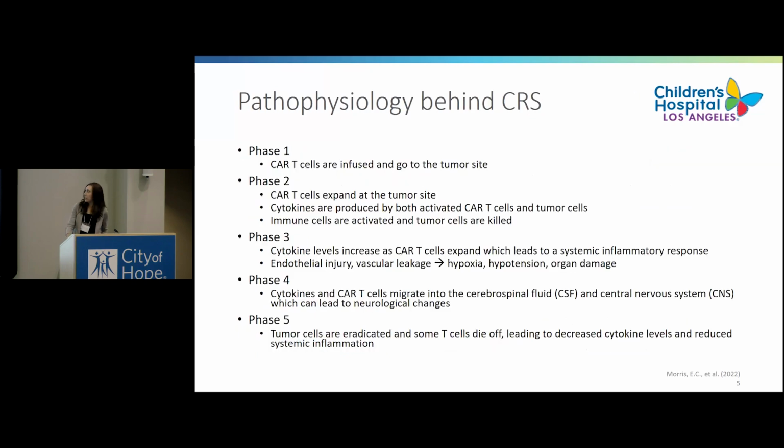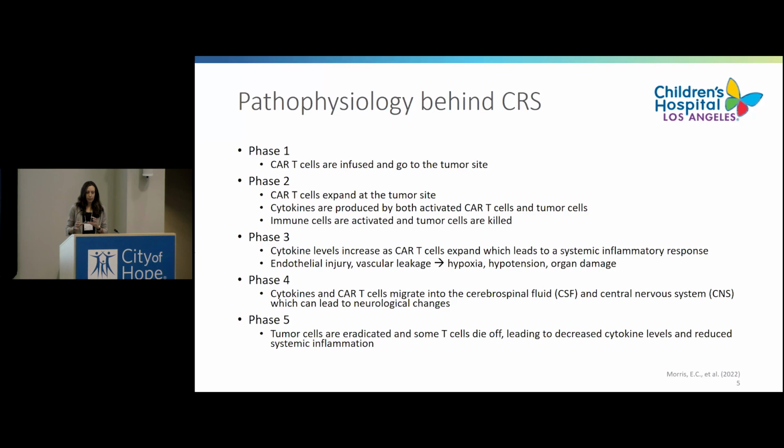So, pathophysiology of CRS. Sorry, this is kind of a busy slide, but you can break it down into 5 different phases. I think it's important to understand what causes CRS to occur in the first place. So phase 1 is simply the infusion of CAR T cells as they go to the specific tumor site. And that will look different depending on what your tumor is. If it's a B-cell leukemia, your CARs are going to target these CD19 positive cells all over your body, versus an intracranial injection of CARs into a specific tumor site.